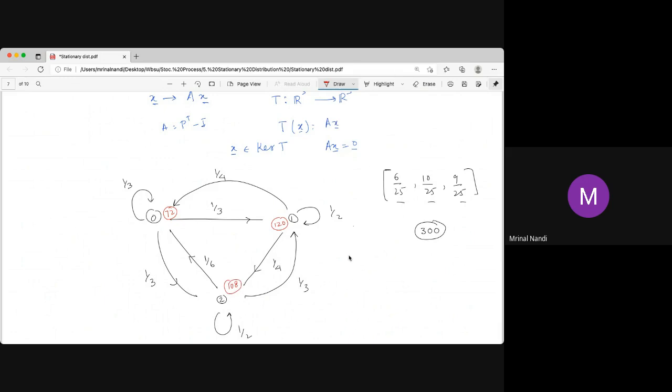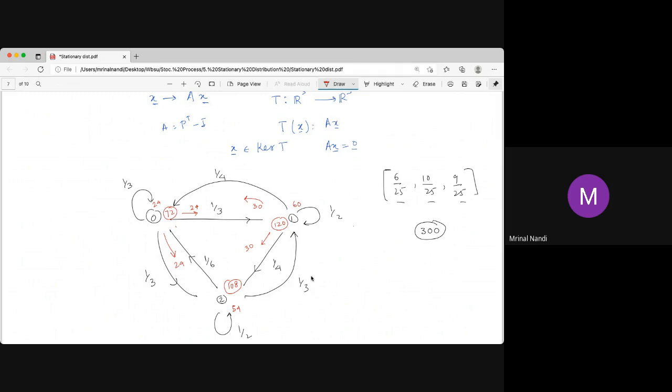Now after the next step, what happened? These 72 balls with 0: how many pass to 1? 1/3 of the total, that means 24 pass to 1, and 24 stay there. Now for 120, how many balls will go to 0? 30 balls, 60 stay with himself, and 30 pass to 2. For 2, with 108 balls, 54 balls will stay there.